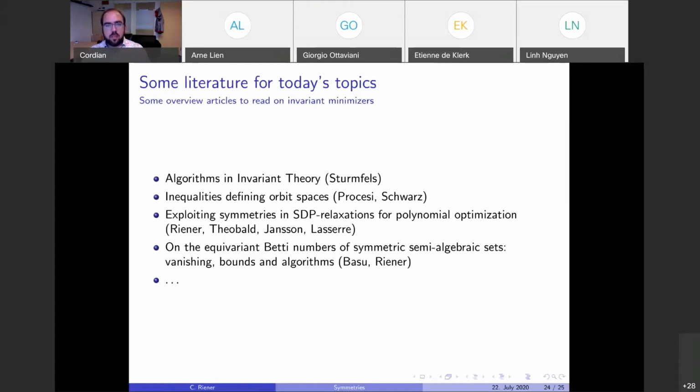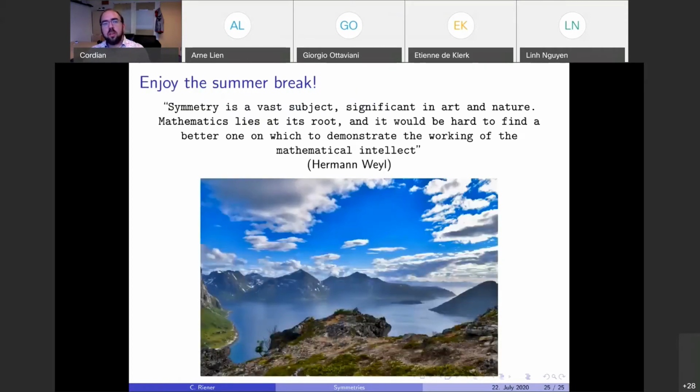So I actually want to close not only this lecture today, but the entire lecture series. And what's better to close something than having people that are definitely smarter than me saying something. So I want to close with this quote by Hermann Weyl that says that symmetry is a vast subject, significant in art and nature. We saw art, we will also see nature. And mathematics lies at its roots, and it would be hard to find a better one on which to demonstrate the working of the mathematical intellect.